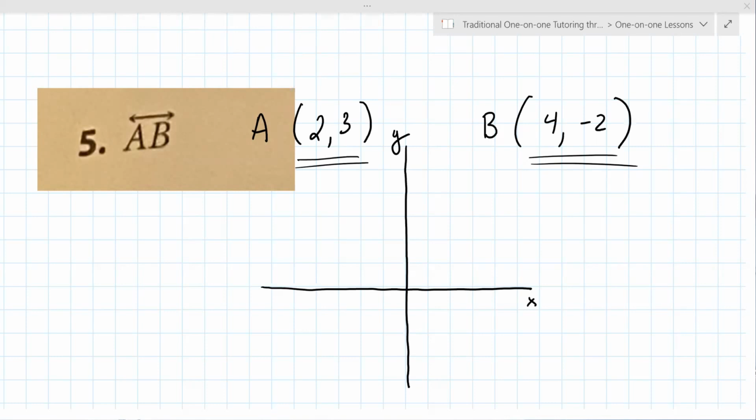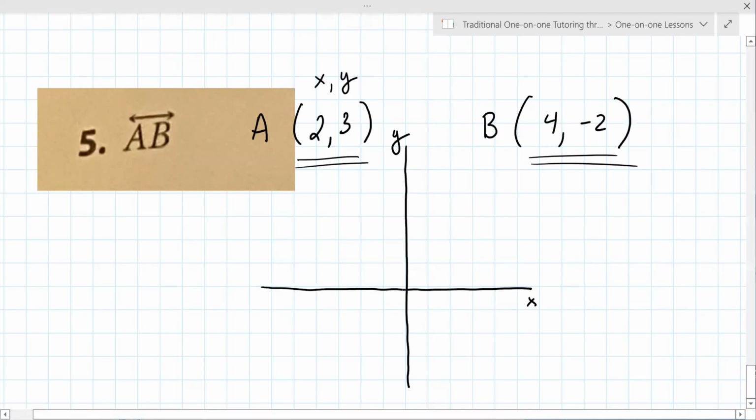Okay, so A is at coordinate 2 comma 3. That's X comma Y. So you go right 2, up 3. Is that where you put point A? Yeah, I did. B is X comma Y as well. 4, 1, 2, 3, 4. You always start at the origin and then go down 2. There's B. Yep, I got that too.